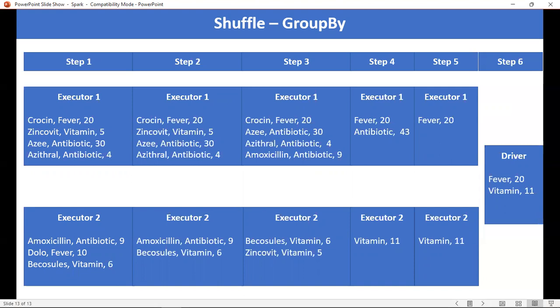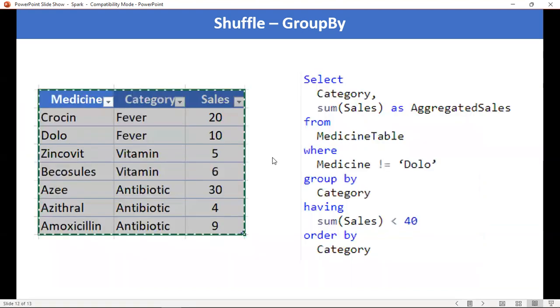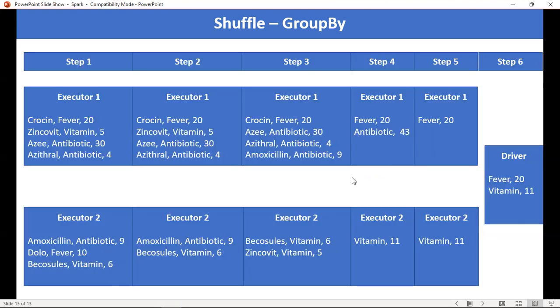In step two, what exactly are we doing? Shuffling. The clause that we are using is group by. Group by is the clause that actually causes shuffling. So in this complete statement, the first step which is getting executed is the where clause, which is medicine not equal to Dolo. As you can see, this Dolo fever 10, which was available in machine 2 in step 1, disappeared in step 2 in machine 2, right? So now Dolo is missing here. So first we applied the where clause.